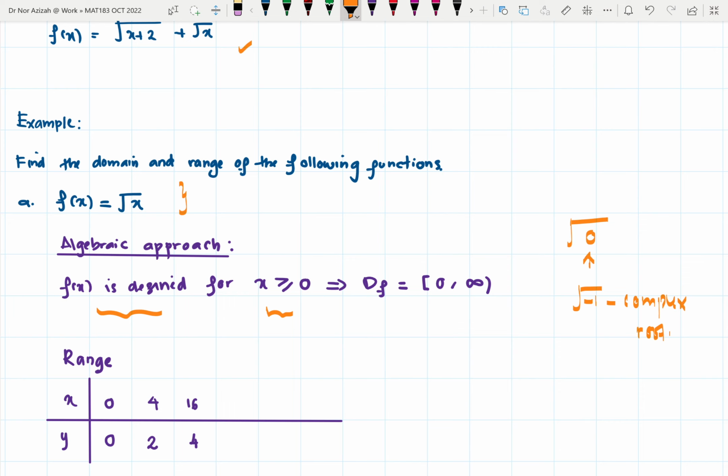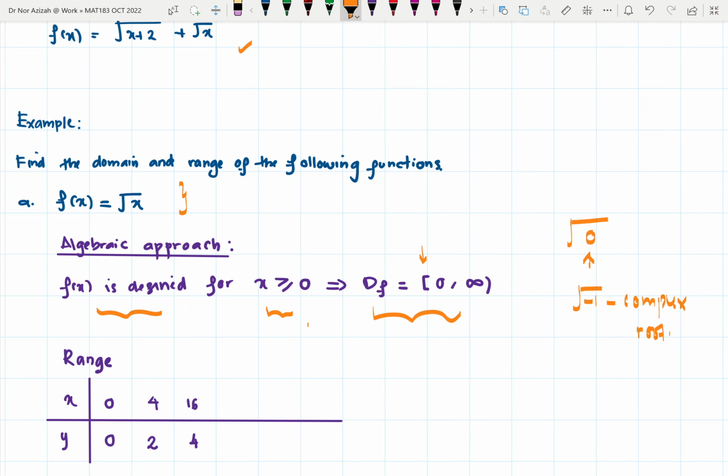Okay. So based on this, if f(x) is defined for x greater than or equal to 0, you can write that the domain of the function is from 0 until infinity. Meaning here we have a square bracket, so we consider that x equals 0 is included.